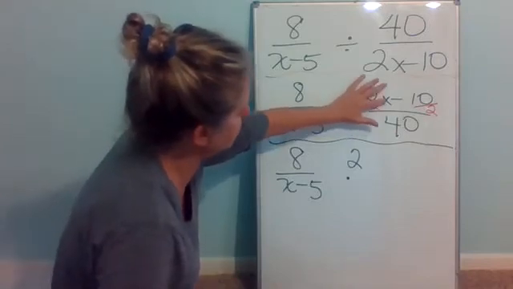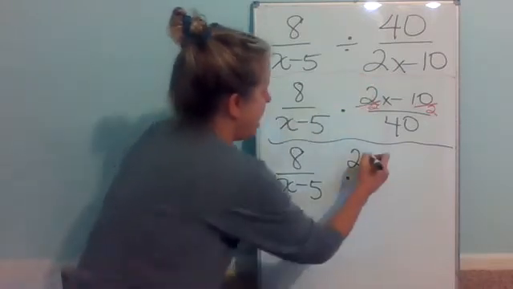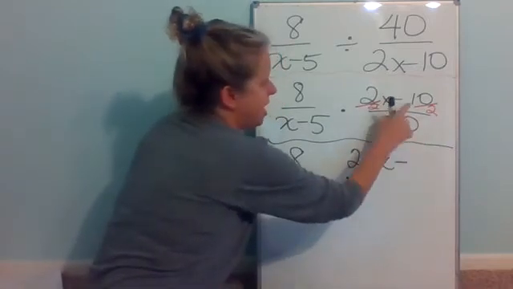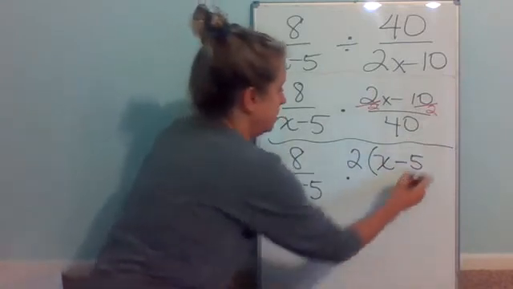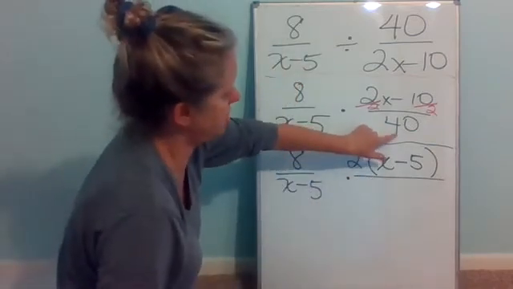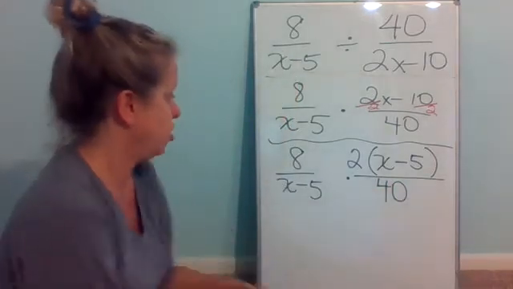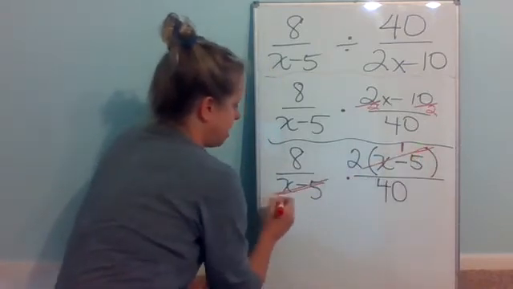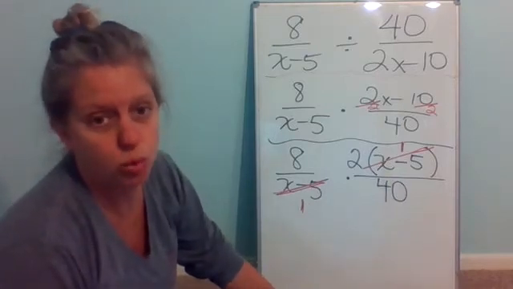So if I pulled a 2 out of this term right here, what's the only thing that's left? Just the x. And remember, you put what's left in parentheses. So x minus, what's 10 divided by 2? 5. Close my parentheses. I can't do anything with the 40, so I'll just bring it down. Now, look what you got. You got an x minus 5 in the top and an x minus 5 in the bottom, which means they cancel or turn into a 1.